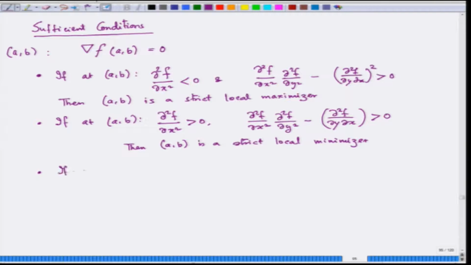Now, if at (a, b) you have no information on this, so it could be 0 for example, you just have the following information, for example, this could be 0, but if you now have the following, and you have no other information at (a, b), then (a, b) is a saddle point.